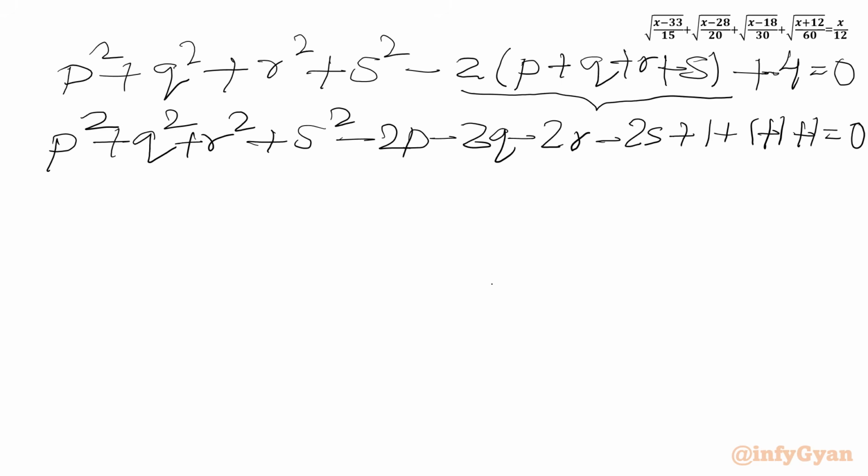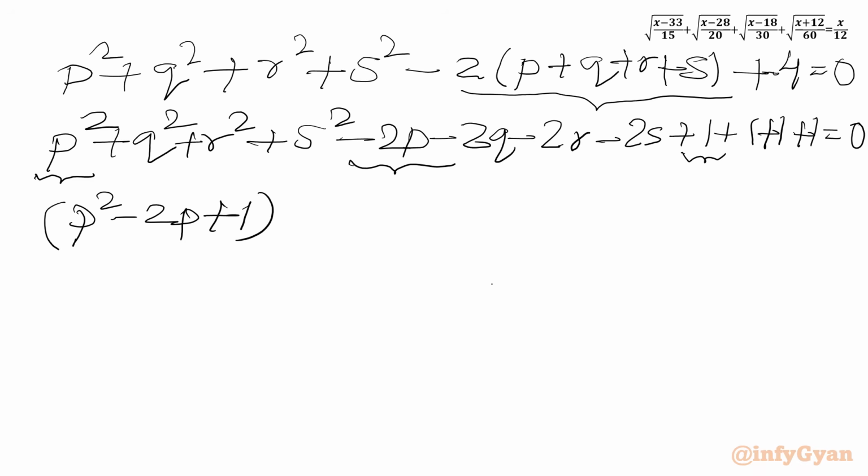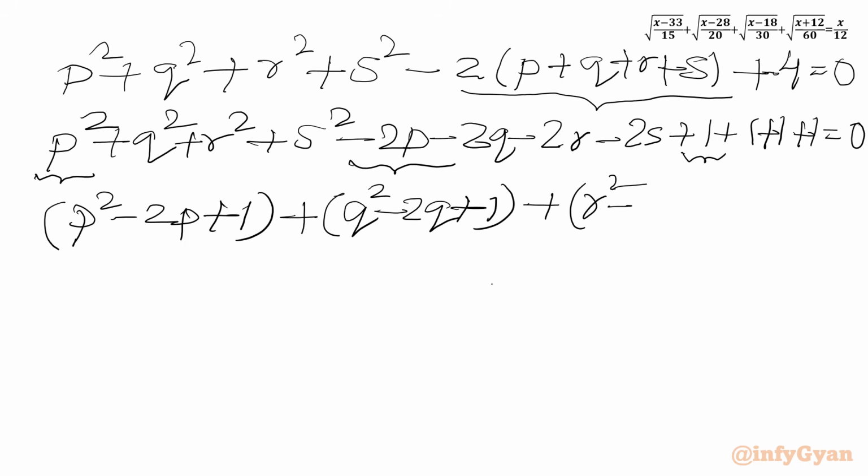RHS is 0. Now I will take p square minus 2p plus 1 and write it in one bracket: p square minus 2p plus 1. Similarly, we will take variable q and write q square minus 2q plus 1. Then we have variable r, we will write r square minus 2r plus 1.